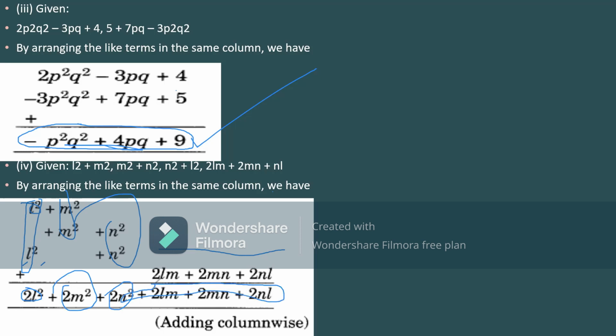Did you understand? If you have doubts, keep it in the comment section. I will be ready for your comments and I'll answer you. Okay? So let's move on. So the final answer will be 2L squared plus 2M squared plus 2N squared plus 2LM plus 2MN plus 2NL. So I've copied it from lionscbsc.com. Please go and check it out.